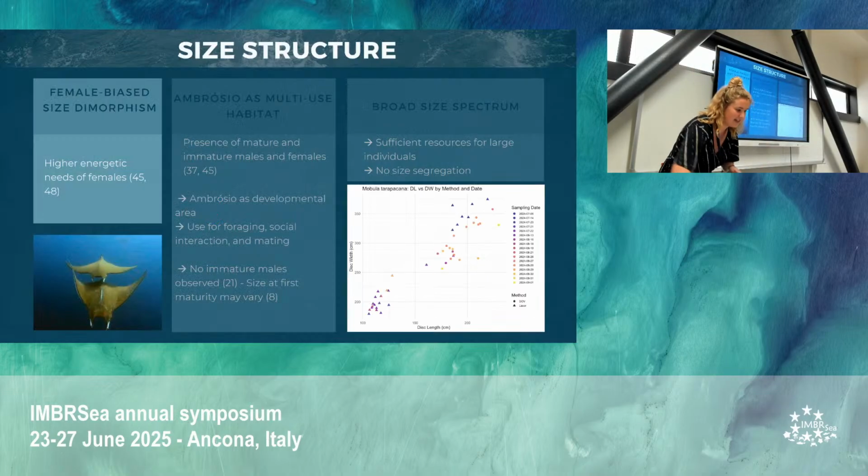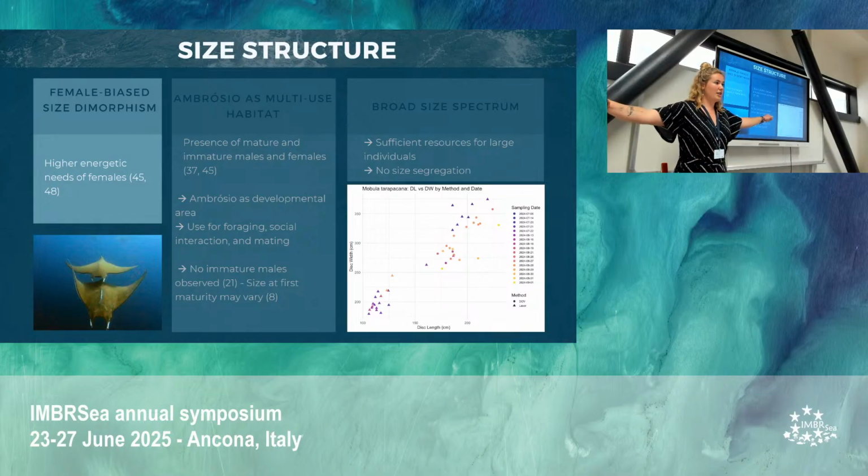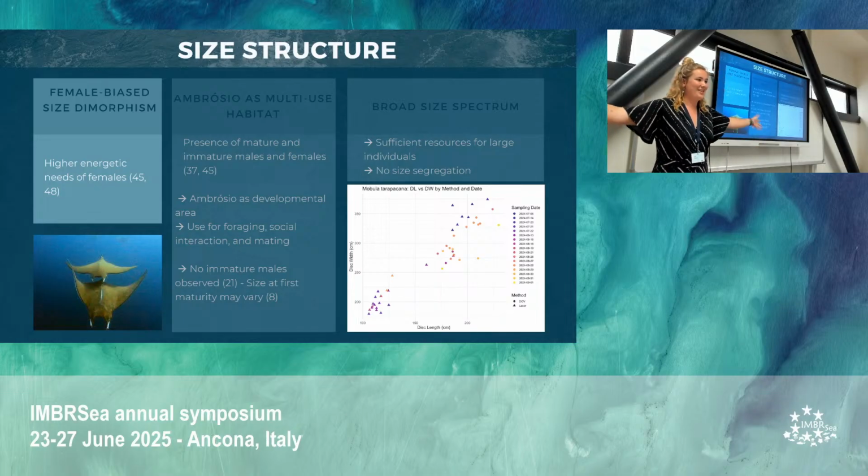Now what does that indicate? So we found some indications that we have female biased size dimorphism, which could be attributed to the higher energetic needs of the females, that they need to, for example, support their offspring. We couldn't find a significant difference in disc width. That might be because of the positioning of the wings, so maybe they were not always fully extended, as you can see here, even though we tried to find frames where they were fully extended.